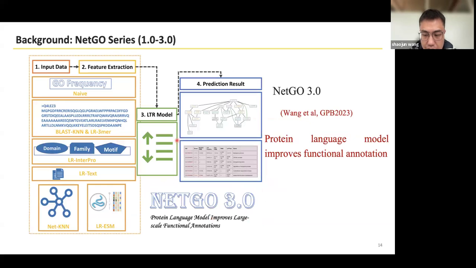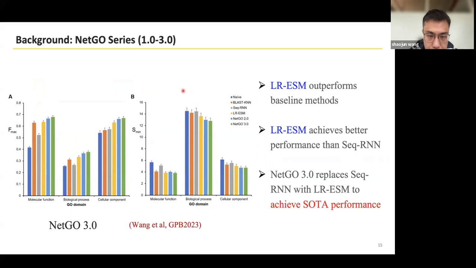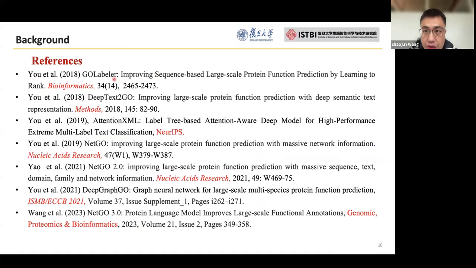Recently, it's impressive to see the evolution of protein language models, the replacement of the sequence method in NetGO 2 with the ESM1B based method, which is a protein language model and has proven to be highly effective in predicting protein functions, surpassing some previous methods. Integrating it into NetGO 2 has resulted in the latest method, NetGO 3. If you are interested, you can find more details in our paper.